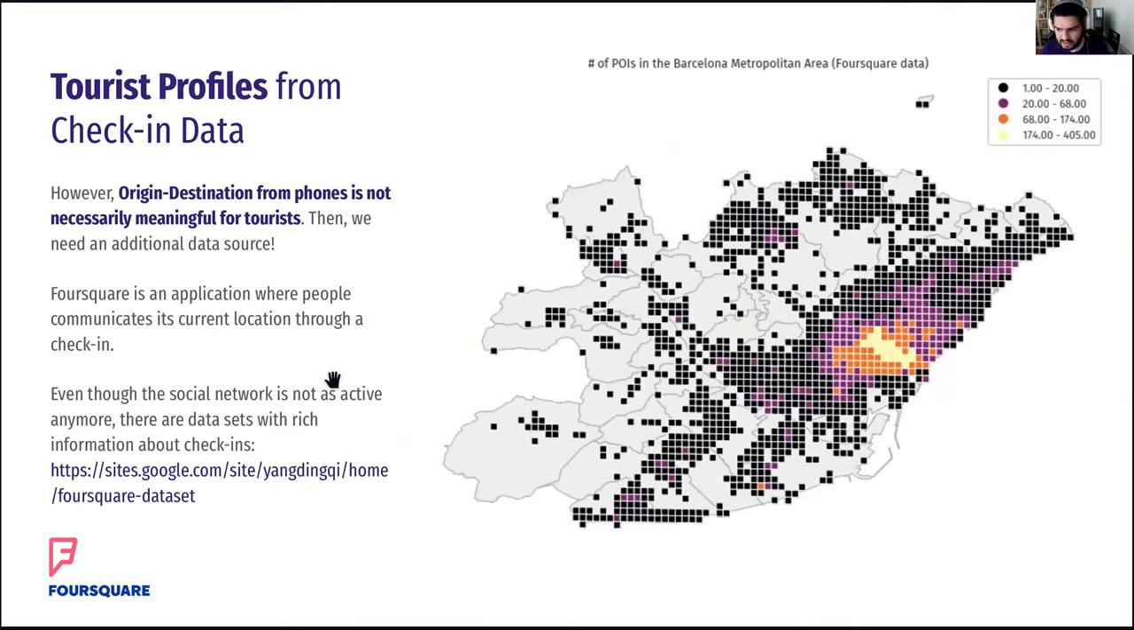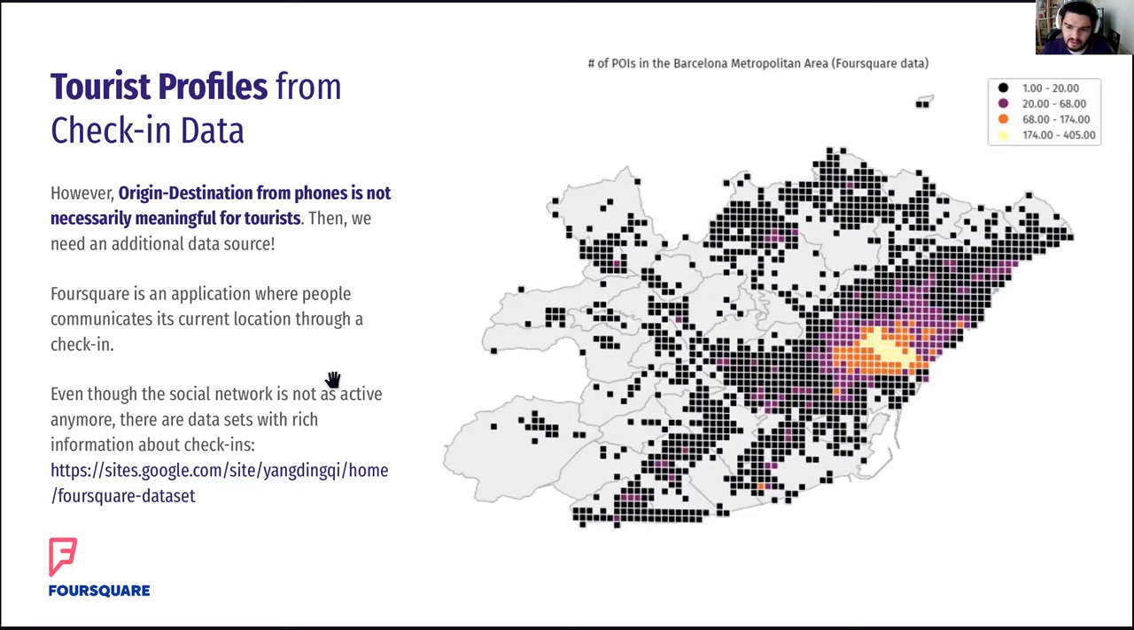However, when you look at origin and destination, you usually don't see tourists there, because tourists don't have a well-defined origin. Most of the origins of our tourists are the different hotels and Airbnbs in the city, and these venues tend to be concentrated, particularly in downtown. But there is an open data set from Foursquare. If you don't remember Foursquare, it was a social network where you could check in at a place. You could tell the world, I'm here.